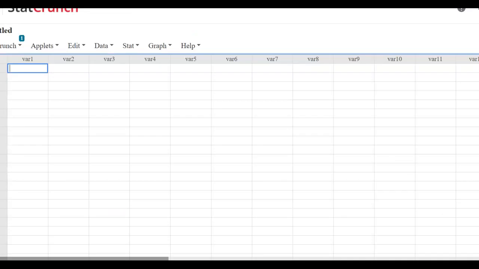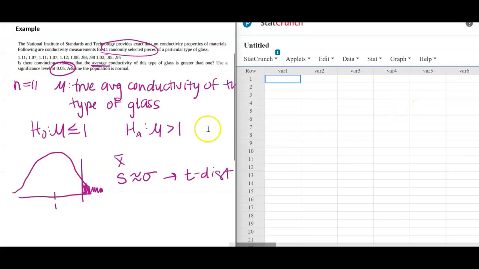All right, so let's go ahead and go into StatCrunch. I'm going to go ahead and split screen this so that we can have both of these here. Okay, so I need to enter in this conductivity rating data. Okay, so those are my 11 measurements.